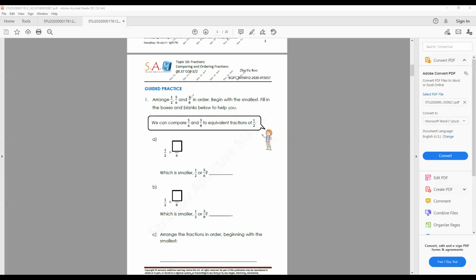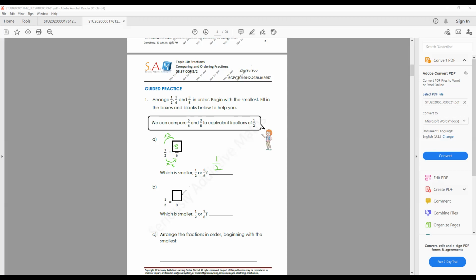Okay, let's do the guided practice. Arrange half, 5 out of 6, and 3/8 in order. Begin with the smallest. Okay, so let's try to compare half and 5/6 first, which is smaller. So half is the same as 3 out of 6, correct? Okay, that's how I get 3 out of 6. So which is smaller, half or 5 out of 6? Half is smaller.